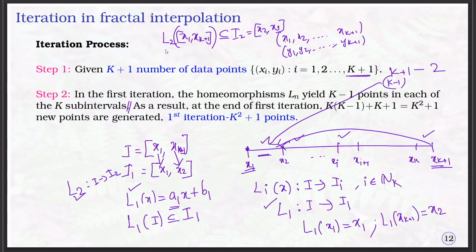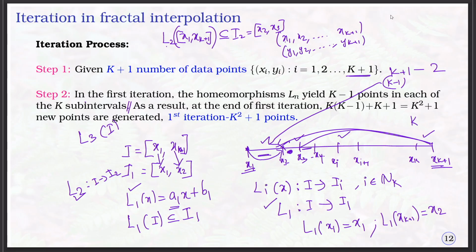Observe that under this mapping L2, x1 goes to the point x2 and x(k+1) goes to the point x3. The remaining k minus 1 points will be in between x2 and x3. Similarly, if you apply the L3 function on I, it maps the two endpoints to x3 and x4, with the remaining k minus 1 points in between. So totally we have k number of intervals.